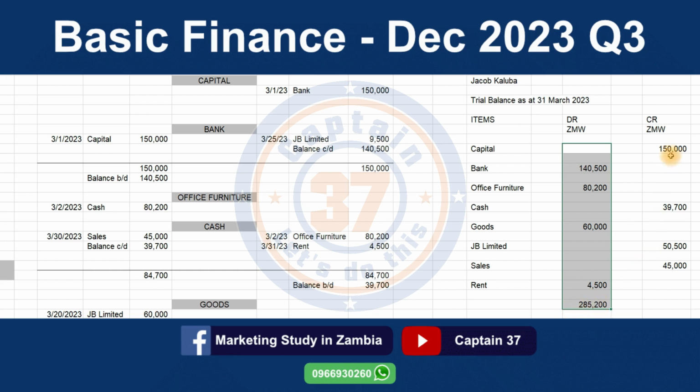285,200. Let's also add these this side. What do they give us? They give us 285,200. Here, it has balanced. The total entries on the debit side are equal to the total entries on the credit side. The trial balance has been done, and we have both the 8 marks and the 12 marks.